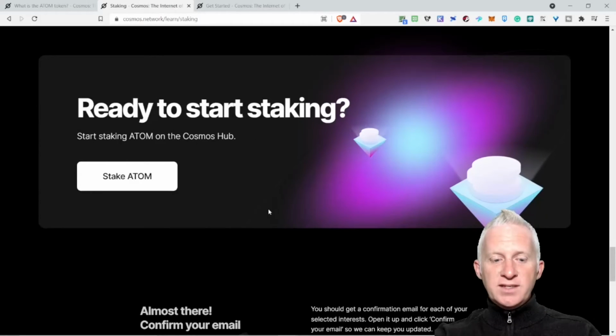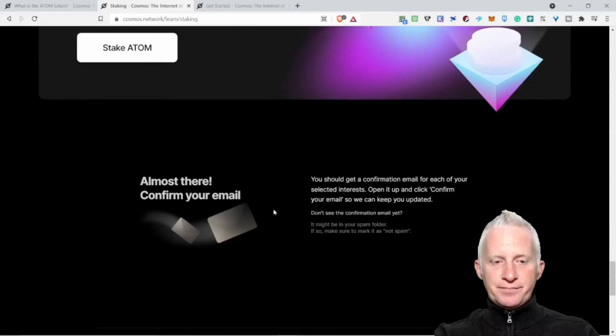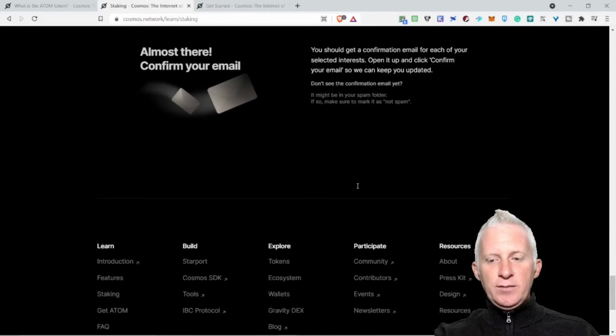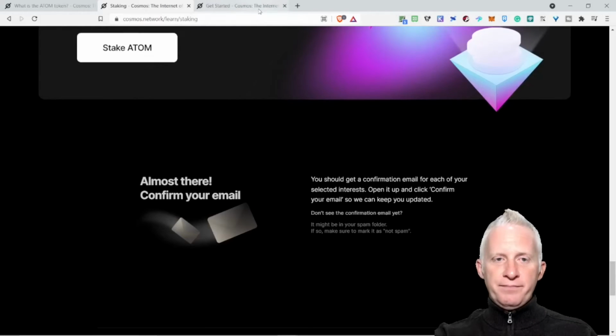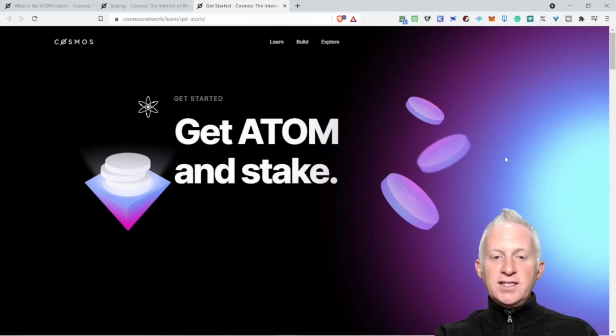So are you ready to start staking? Stake Atom. I'm going to show you the process at a high level, how the staking mechanism works on Atom. As you can see, the first step is get Atom and stake. If you intend to buy this asset on the market, you have to do your own diligence, and you believe in the Cosmos ecosystem, and you acquire some Atom and you want to make some APY. Actually, it's 9.7% as we speak.